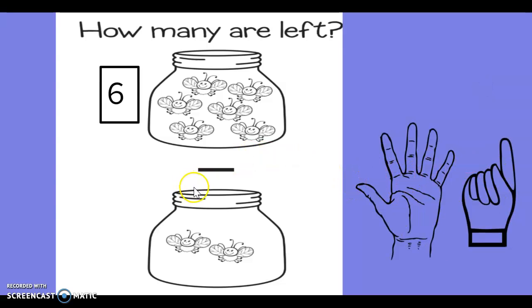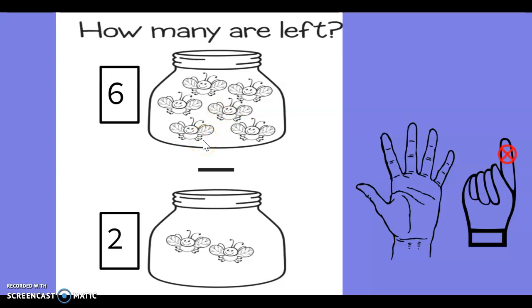Awesome. So minus means to take away. So this is letting us know how many we need to take away. In this jar, how many do we need to take away? Let's count. 1, 2. 2. Good job. Okay. Remember, minus means to take away. And this jar lets us know how many we need to take away. So we need to take away 2. Okay. Let's go ahead and take away 2.